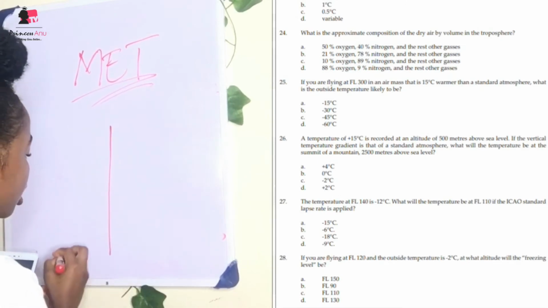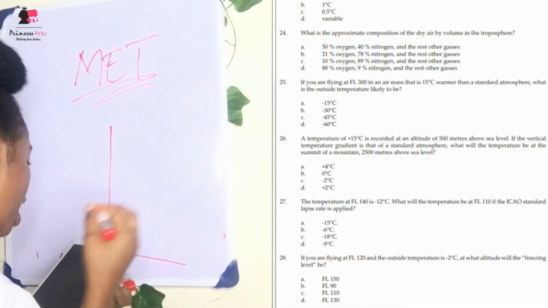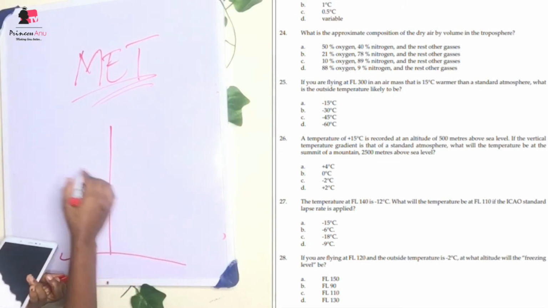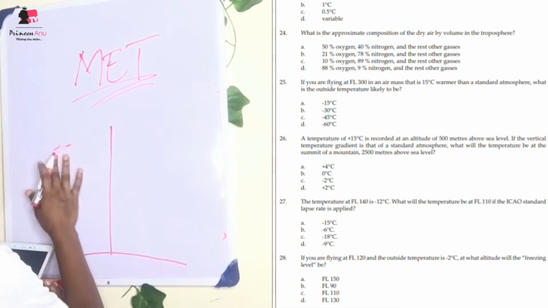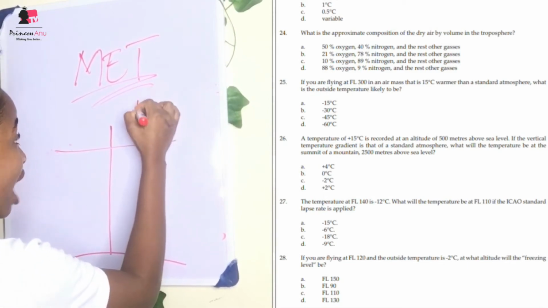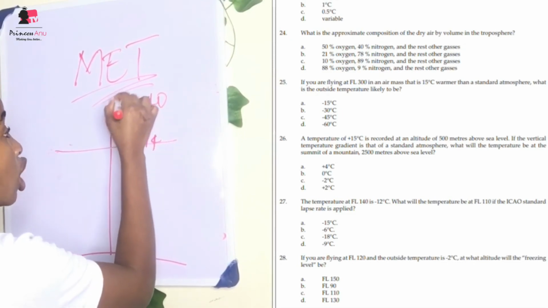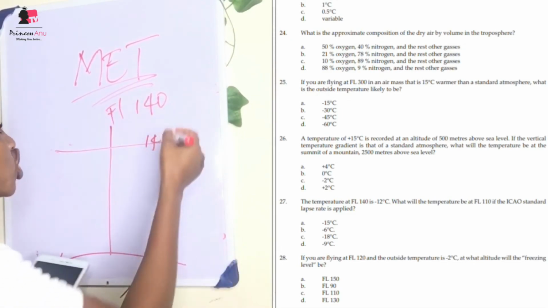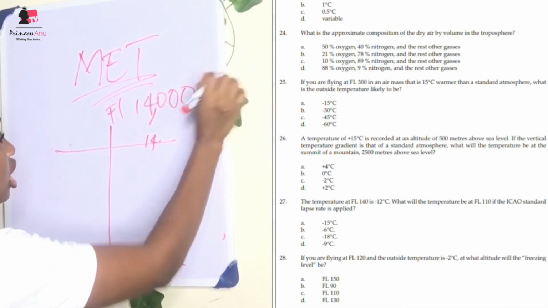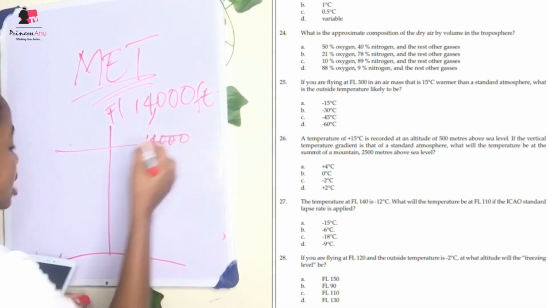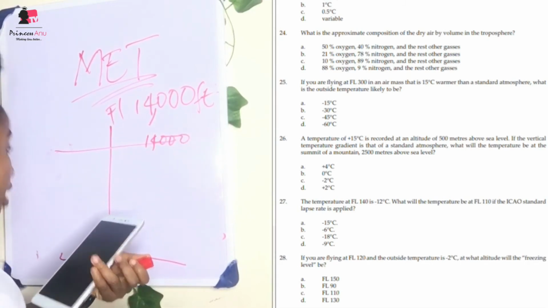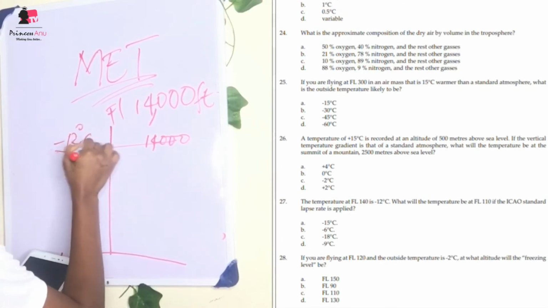Now we also have this. If they are saying 27, now they are saying that at 140, that's 14,000 feet. Don't forget, I said when you have flight level 140, for you to convert it to feet, you just add 2 zeros at the back. That is going to give you feet. So now we have 14,000 feet. They say the temperature at 14,000 feet is minus 12 degrees Celsius.